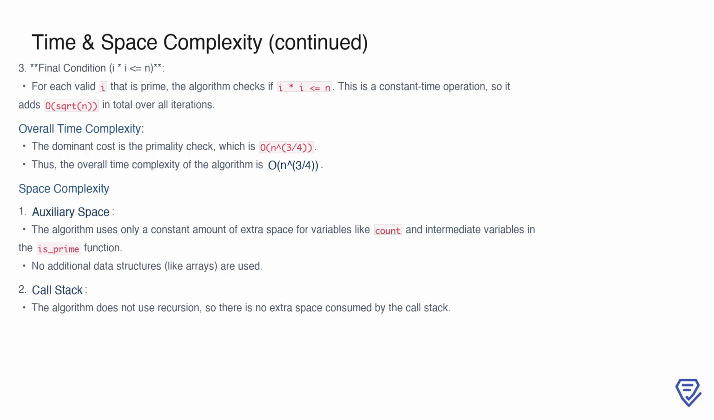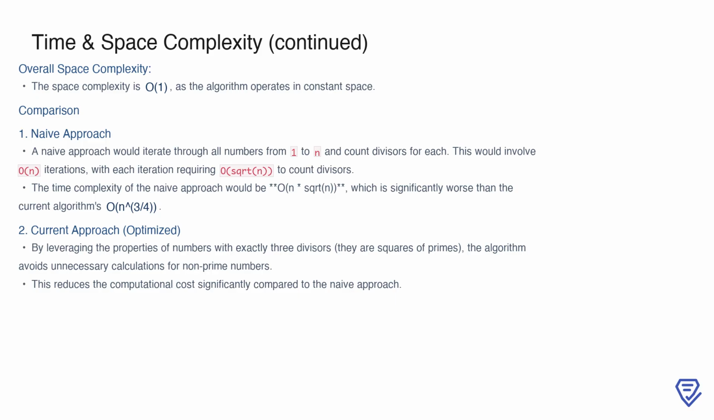Moving to space complexity, the algorithm is efficient because it uses only a constant amount of extra space. Variables like count and temporary variables within the is_prime function do not scale with the size of the input. Since no additional data structures or recursion are used, the space complexity remains constant at O(1). The overall space complexity is therefore O(1), as the algorithm operates entirely within constant space.